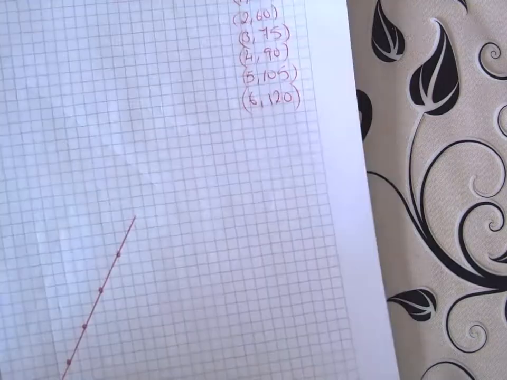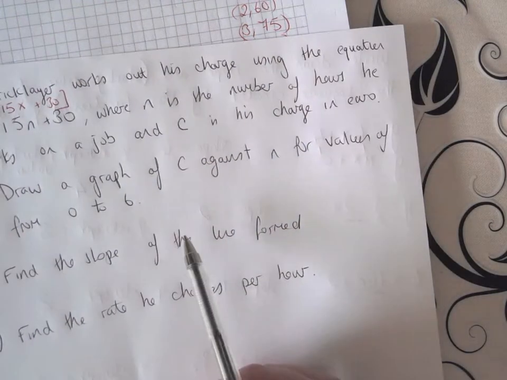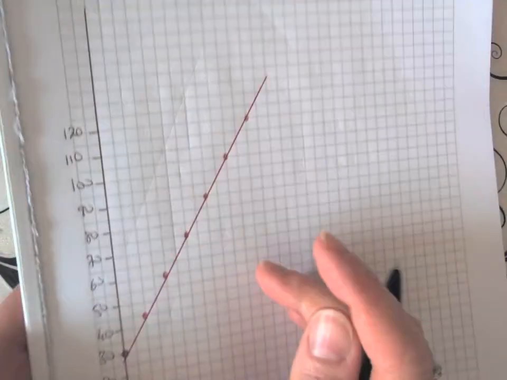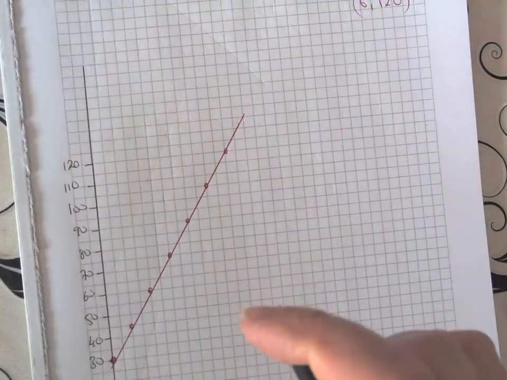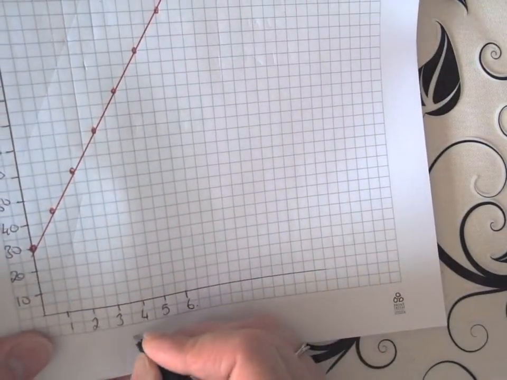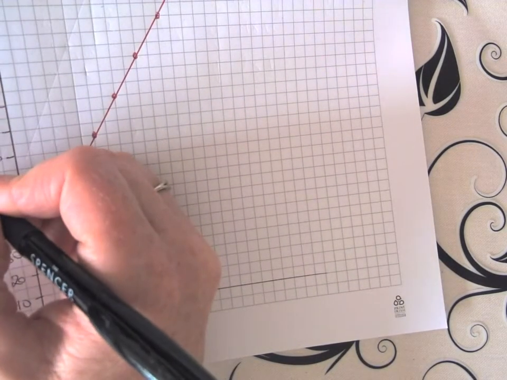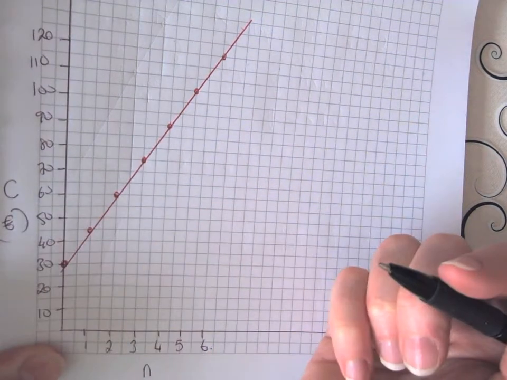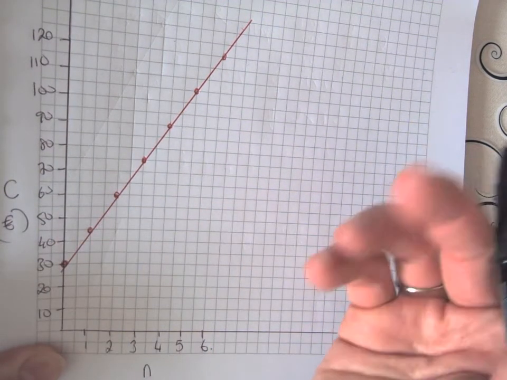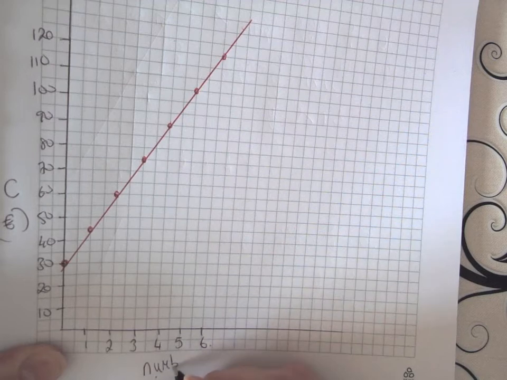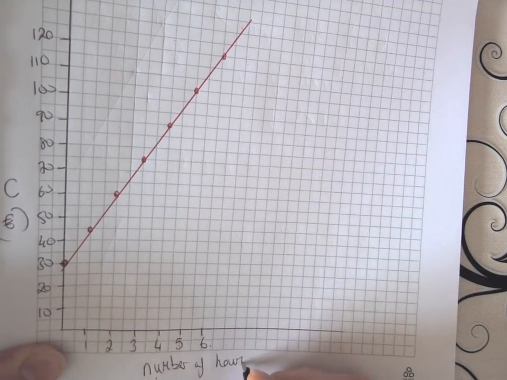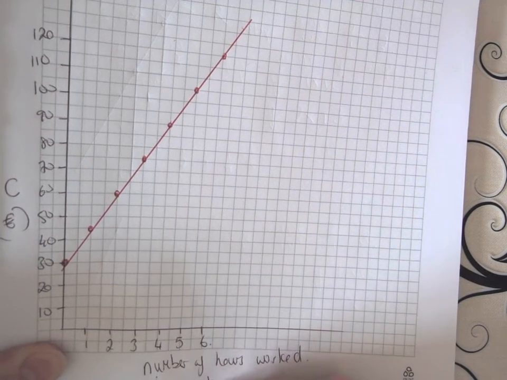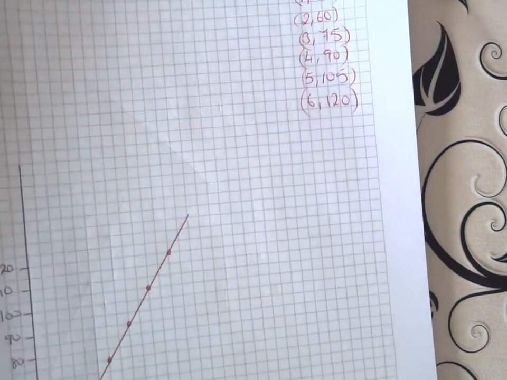Okay. So draw a graph of C against N. So then label your graph. So this is N, this is C. C is in euro. And what's N? Number of hours. Okay. So hours.